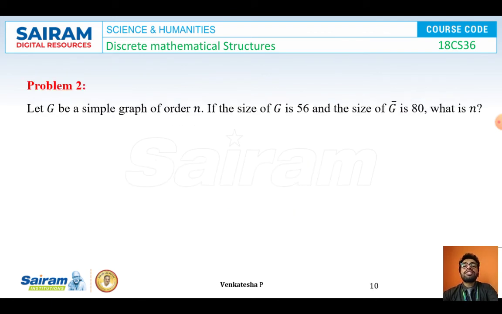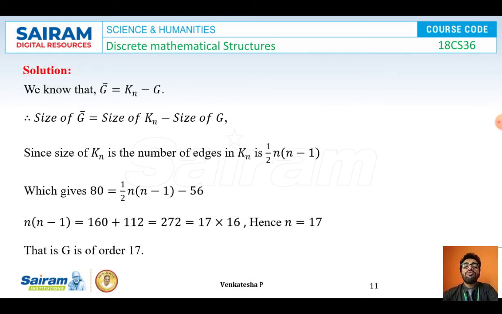Problem. Let G be a simple graph of order n. If the size of the graph G is 56 and the size of the G complement is 80, what is the value of n? So I'll be taking a simple graph G of order n. Now the value of n we have to find. So we know that G complement is equal to Kn minus G. Now I'm going to apply the property of size on both sides of the equation. I'll be getting size of G complement is equal to size of Kn minus size of G.